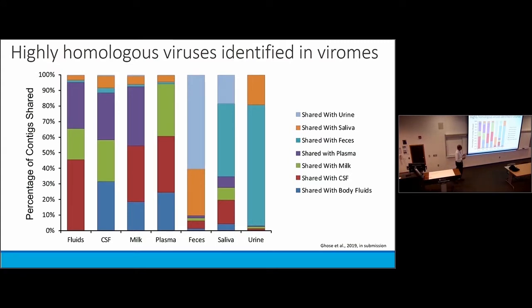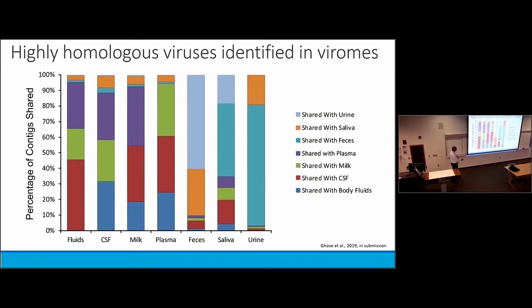Then we looked at which of these viruses are really shared, or in which sample types we can find the same types of viruses over and over again. If we look at body fluids, what we see is that it's very similar to what we find in cerebrospinal fluid, what we find in milk, what we find in plasma. If we look at CSF, it's very similar to what we find in body fluids, milk, and plasma. The same trend holds for milk and for plasma. So there's a real big distinction here.